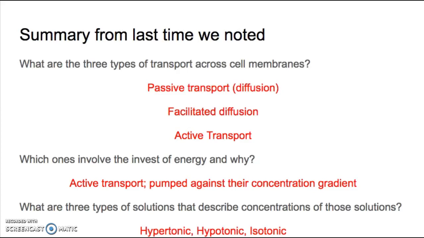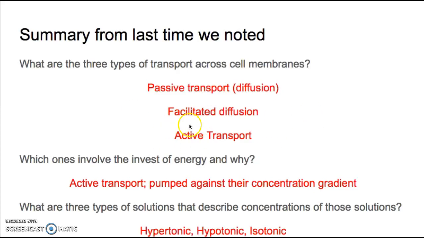noted. What are three types of transport across cell membranes, the three types that we've talked about? We talked about passive transport, which is diffusion, just going from high concentration to low concentration. We've talked about facilitated diffusion, in which we've got something like a polar molecule or a charged ion that's going to have a hard time making its way through the hydrophobic region of the lipid bilayer. So it's going to need help from a protein in order to make its way through. That's facilitated diffusion, from high to low.